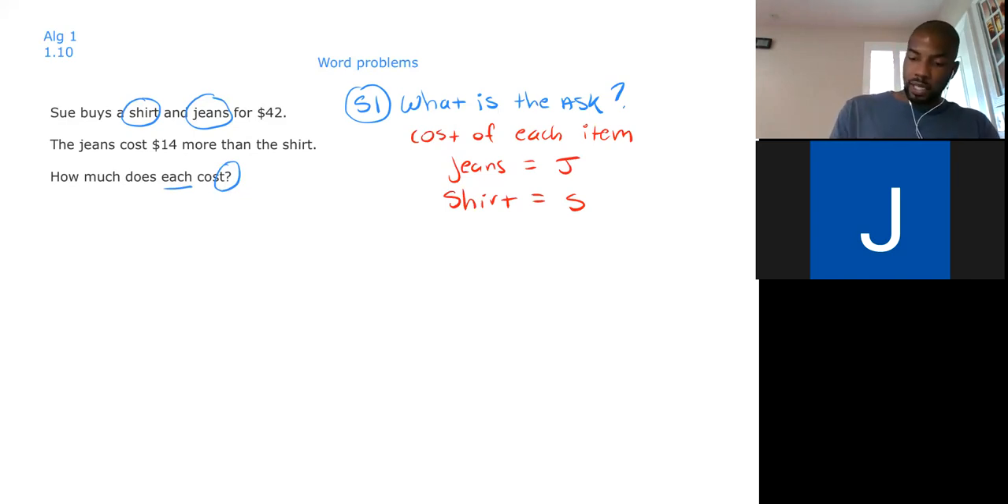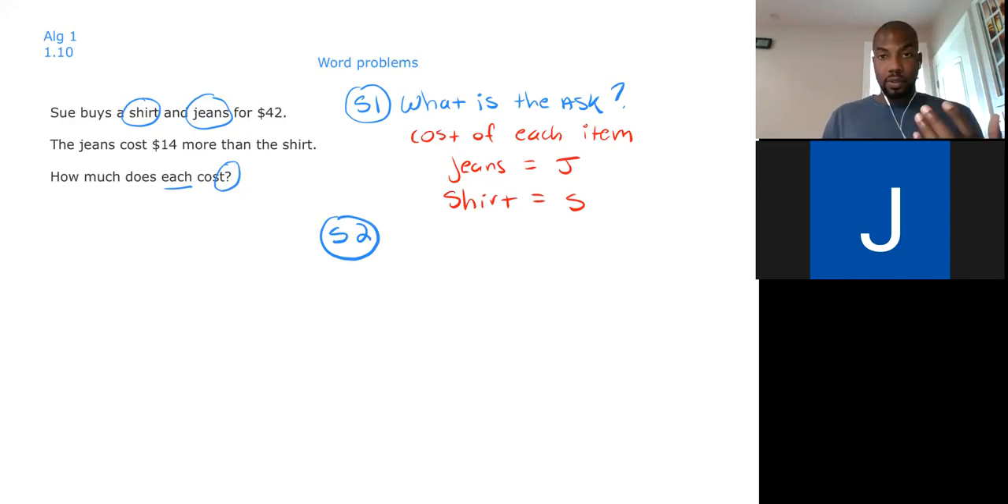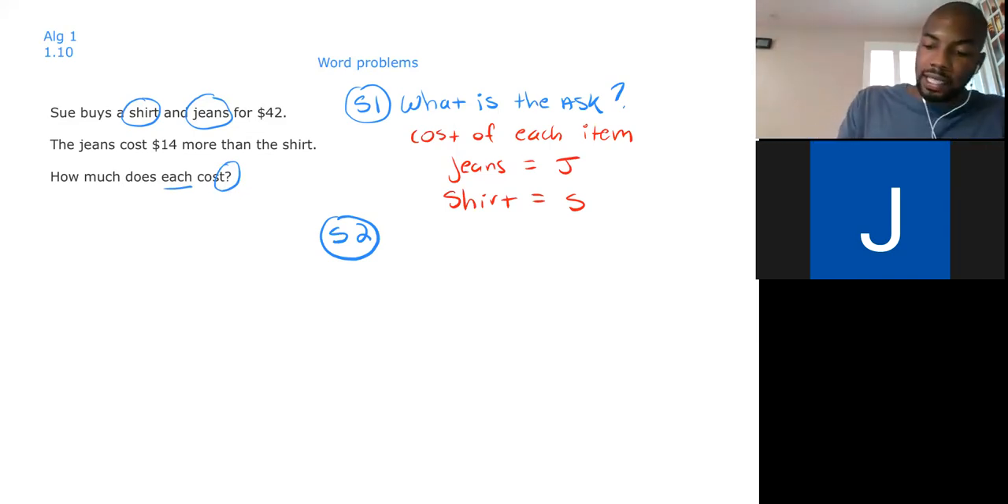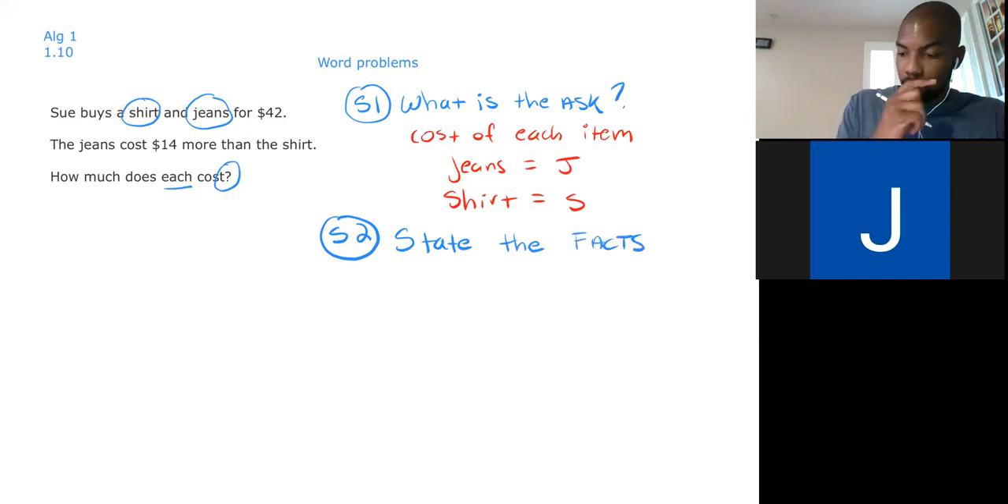The second thing we did is we identified the items, the jeans and the shirt. So technically now we're on to the third, but for this, step two is, what information do I already know? I like to call this step, state the facts. We know what we're looking for now. Now we've got to do what a detective would do, and look around for the facts.